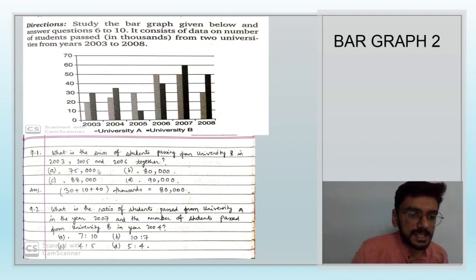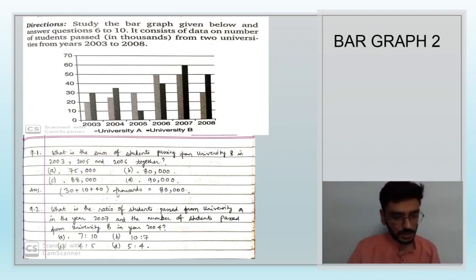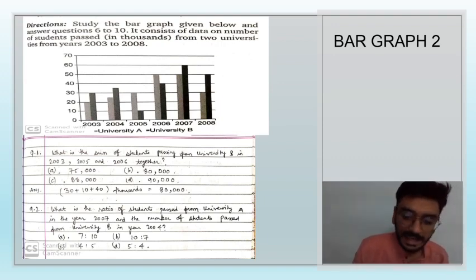So 30 plus 10 plus 40, in thousands. That is 80,000. So your answer comes out to be B, 80,000, amongst the four options: 75,000, 80,000, 88,000 and 90,000. Your answer comes out to be B, that is 80,000. Moving on to the next question.